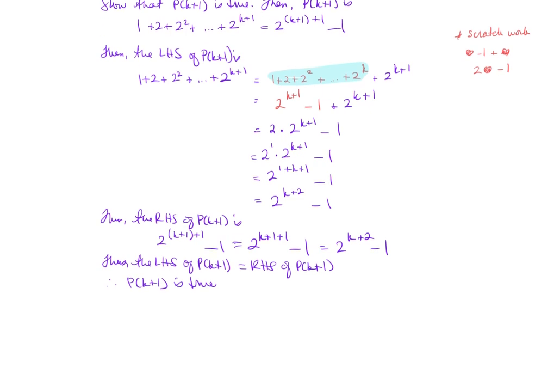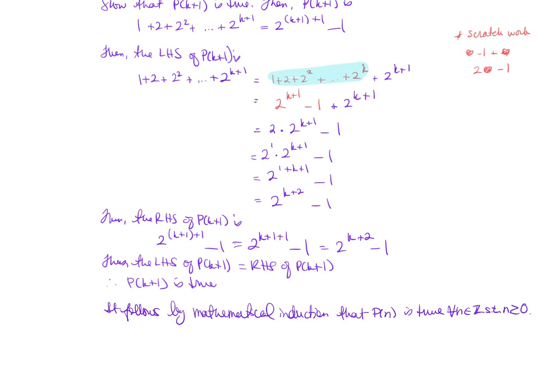And I'll have to scroll up just a little bit so we can write our conclusion. So it follows, by mathematical induction, it takes a little longer to write that, it follows by mathematical induction that p of n is true for all n in the set of integers such that n is greater than or equal to 0. Such is the way of induction.